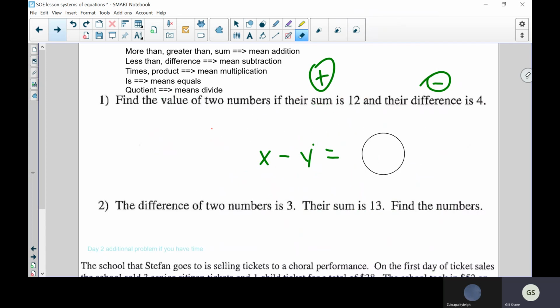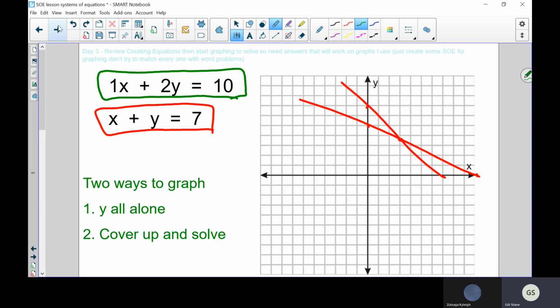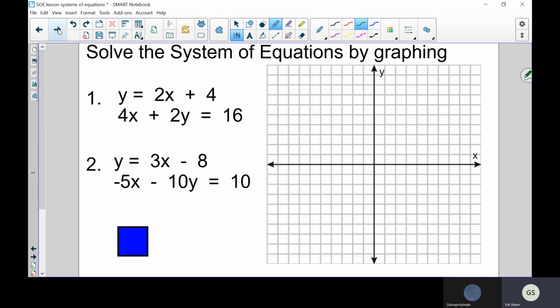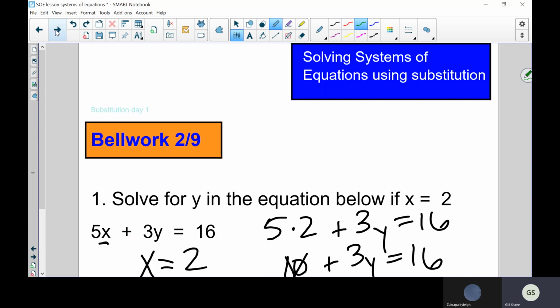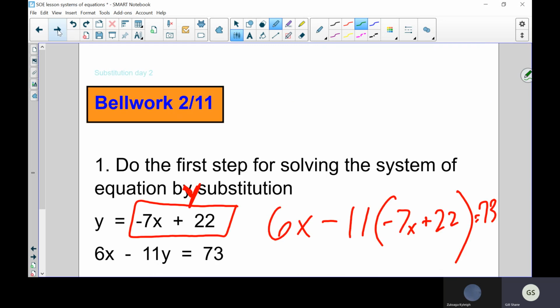All right, so we need to do some substitution. We already did graphing. How much time? There's hopefully enough time for you to learn how to get a good grade. Ooh. I'm worried about that.